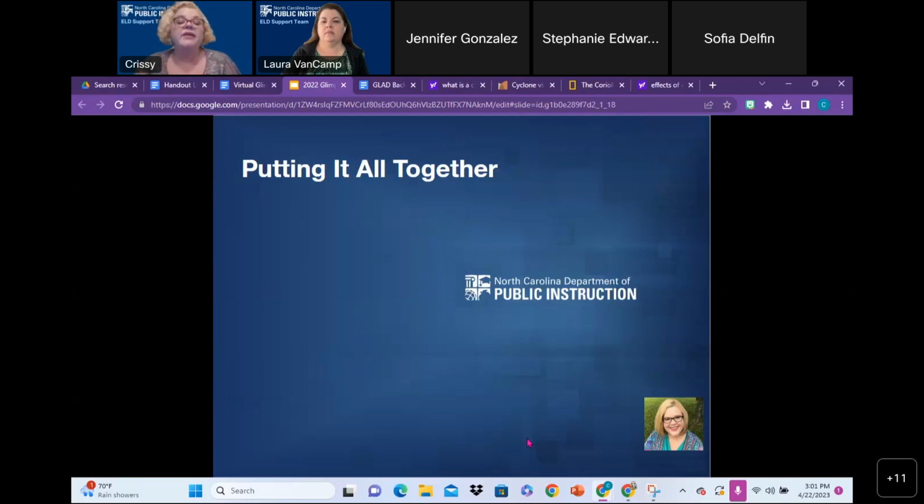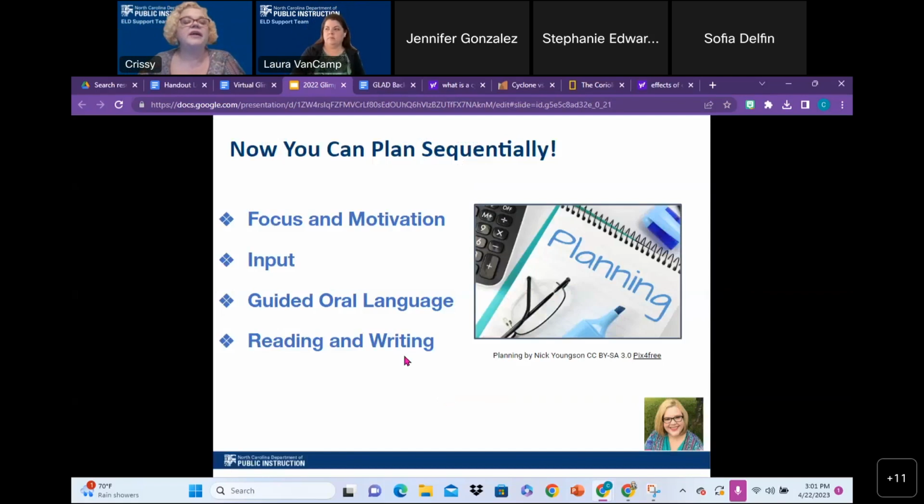So as we said, these strategies can be used individually in a lesson, or they can be put together. So we wanted to show you a little bit of what the progression of a unit that is put together might look like. And Laura hinted at this a little earlier when she showed you her little diagram of the progression of a unit. So now you're able to plan sequentially: focus and motivation, teacher input, opportunities to practice with guided oral language, and then progression into reading and writing.